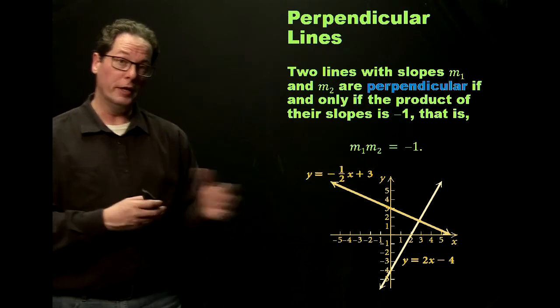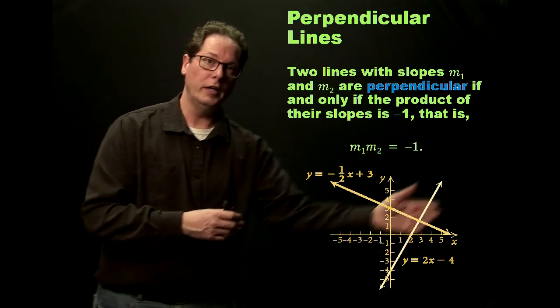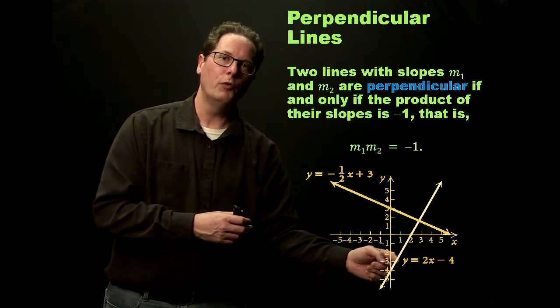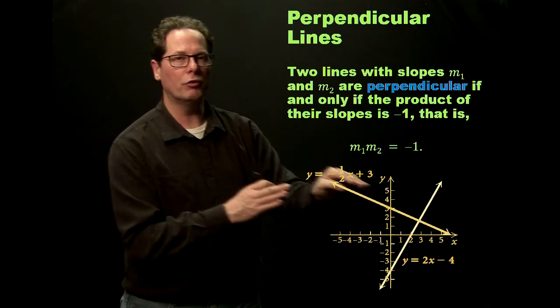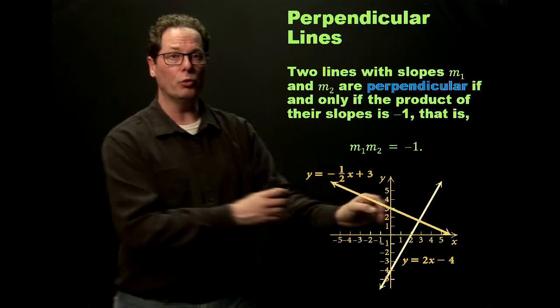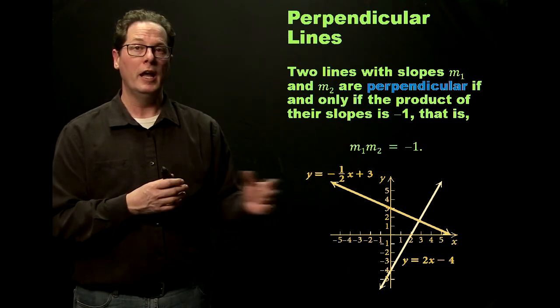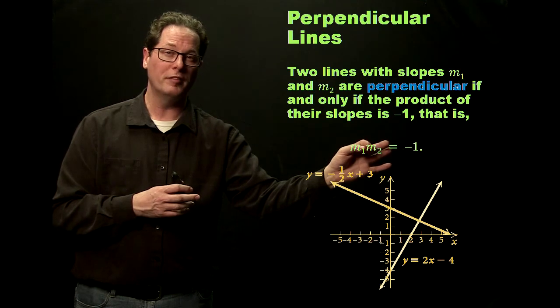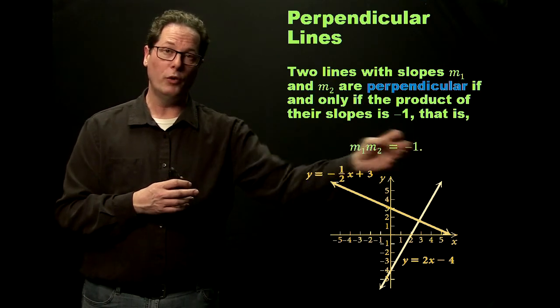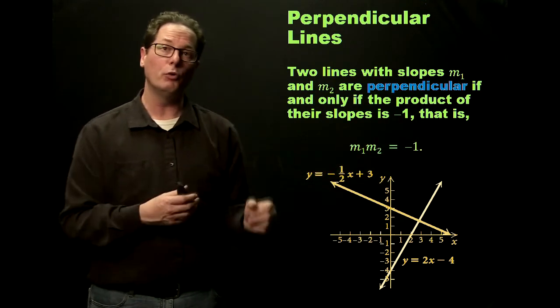Now, if we're looking for a perpendicular line, so here's that line again, y equals 2x minus 4. If we want to find the perpendicular line to y equals 2x minus 4, we have to find a line whose slope is the negative reciprocal of that first line. So we say m1, the slope of the first line, times the slope of the second line is equal to negative 1. That would cause them to have a negative reciprocal relationship.